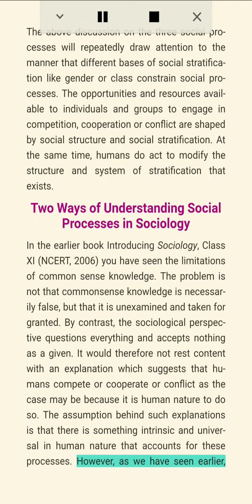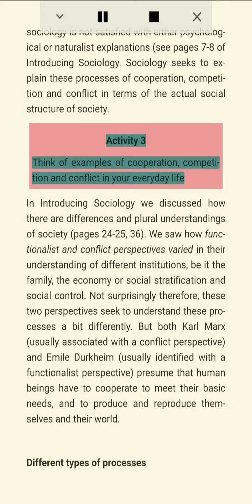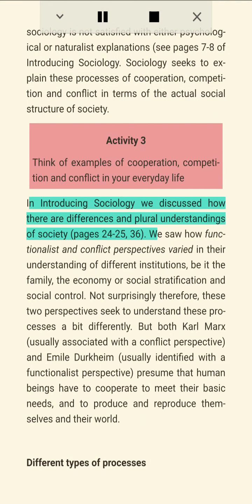The assumption behind such explanations is that there is something intrinsic and universal in human nature that accounts for these processes. However, as we have seen earlier, sociology is not satisfied with either psychological or naturalist explanations. See pages 7 to 8 of Introducing Sociology. Sociology seeks to explain these processes of cooperation, competition and conflict in terms of the actual social structure of society. Activity 3. Think of examples of cooperation, competition and conflict in your everyday life.